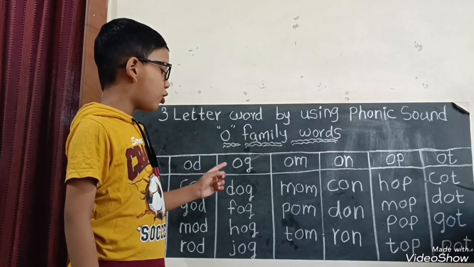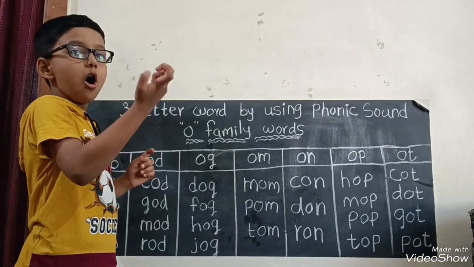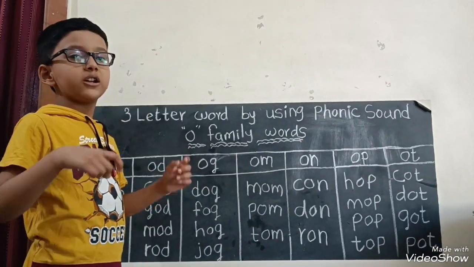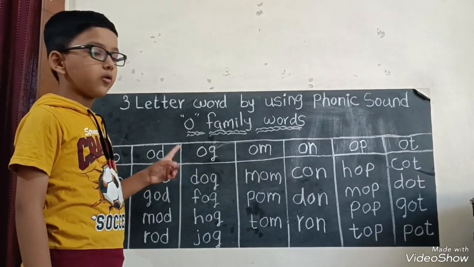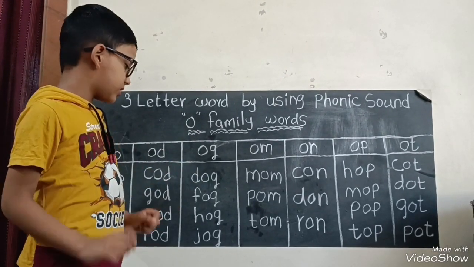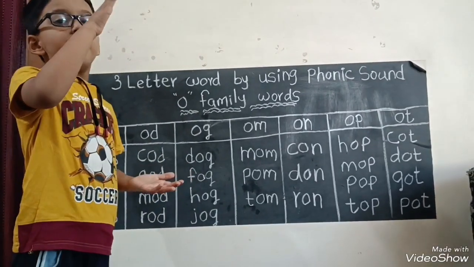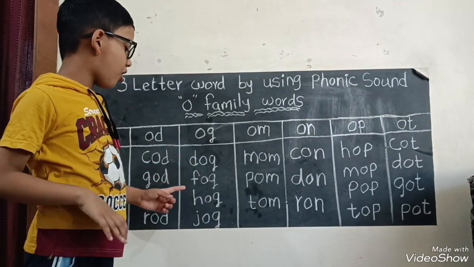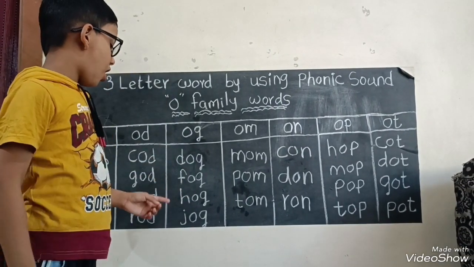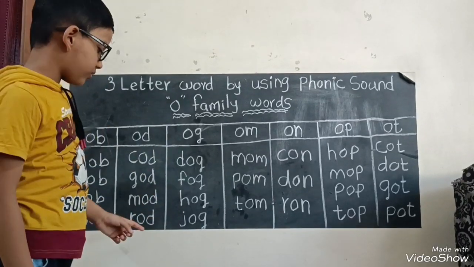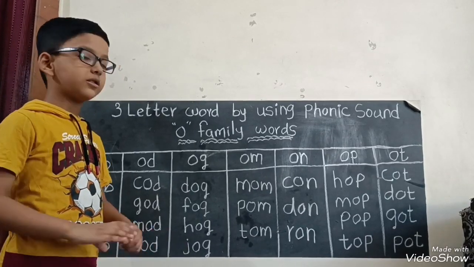Now, OG ending words. Sound of O. O. Sound of G. Og. Like the sound of D. Dog. Sound of F. Fog. Sound of H. Hog. Sound of J. Jog.